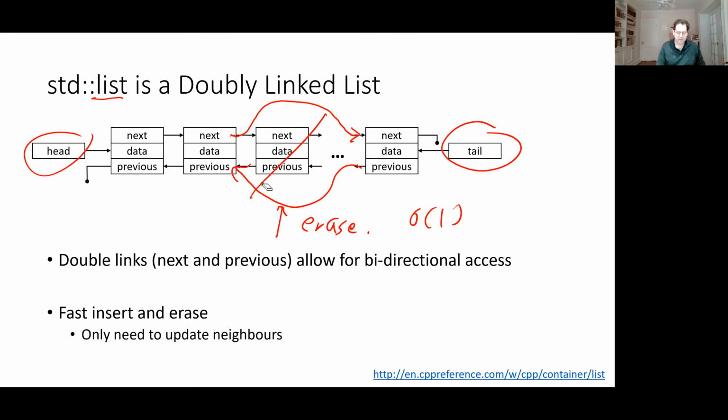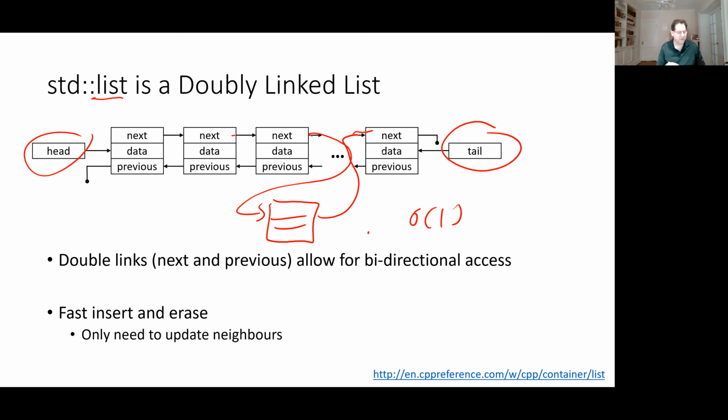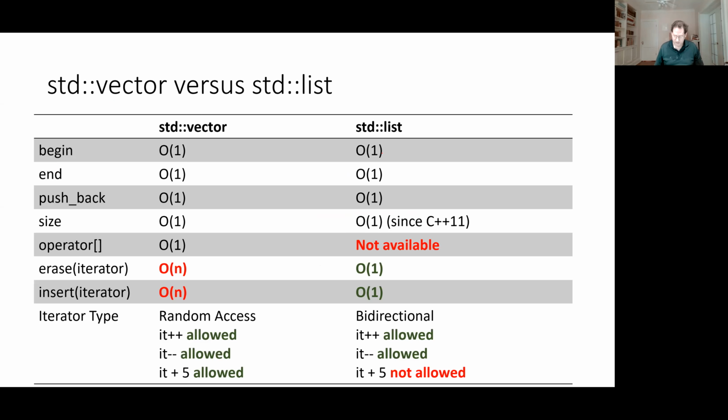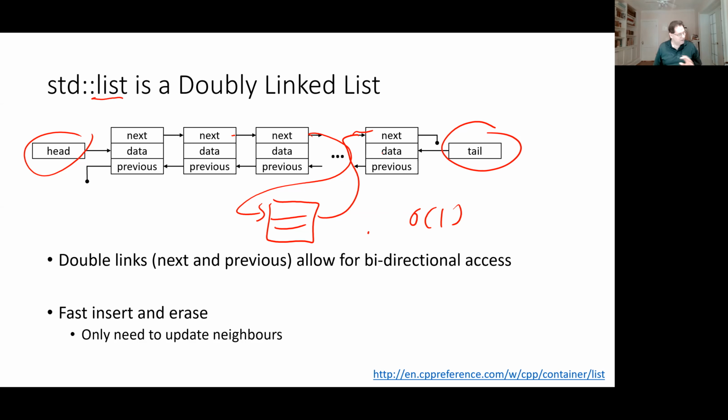Same thing for insert. If I wanted to insert a new node, the new node would be constructed, and I just have some pointers to fix up. I would take this next node and make it point there, take this one and point there, and do the same thing for the previous. So insert and erase at arbitrary points in the list are order 1, as long as you already have an iterator to where you want to put it. Does that make sense?